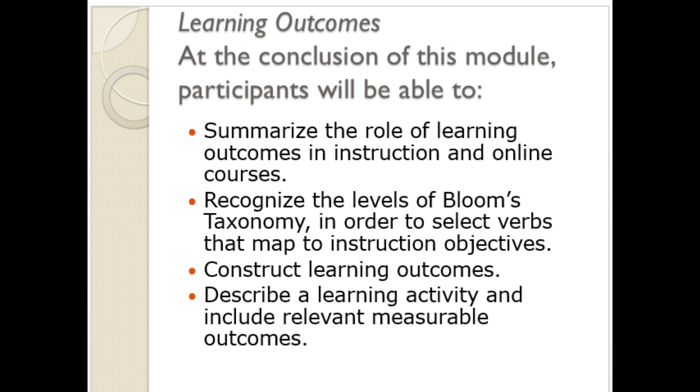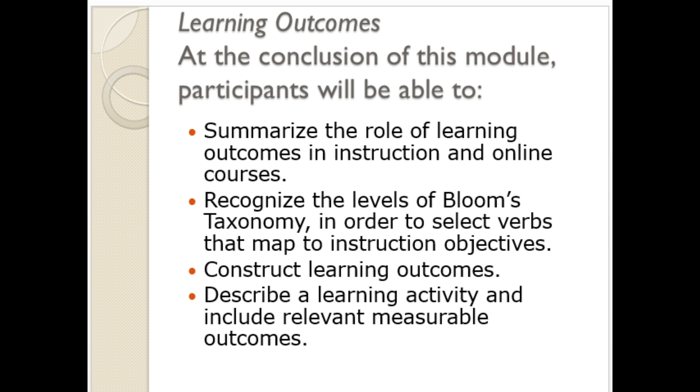Okay, so for this particular module, by the time you're all done, you'll be able to summarize the role of learning outcomes in instruction and online courses. We want you to be able to recognize the different levels of Bloom's taxonomy and be able to select the appropriate verbs that map to your course's instructional objectives. We want to make sure that you're able to construct learning outcomes, and describe a learning activity and include relevant measurable outcomes, basically mapping or aligning outcomes with particular learning activities.